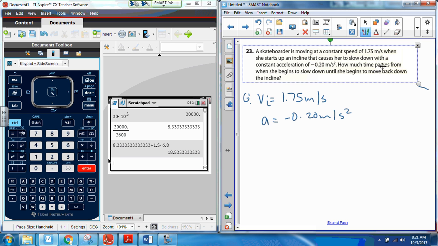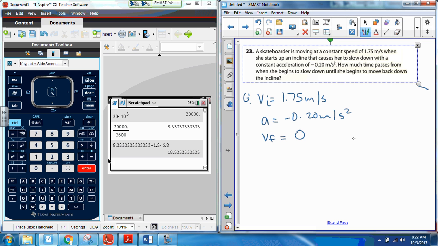It says how much time passes from when she begins to slow down until she begins to move back down the incline. Okay, so when I get to the top, how fast am I moving? Someone said it. I heard it. I think it was on the right side of the room. Yeah, when I get to the top, my V final is 0.